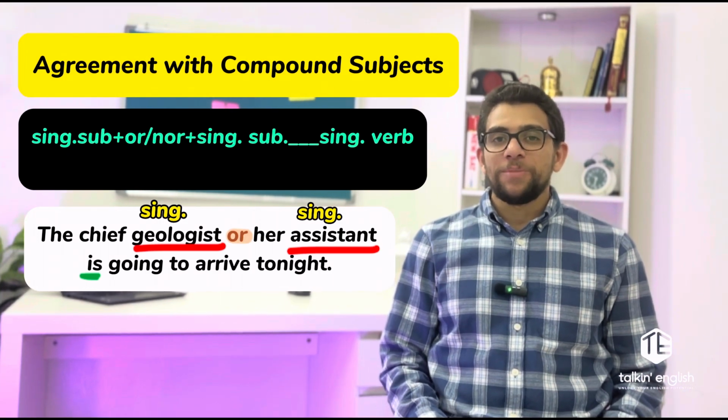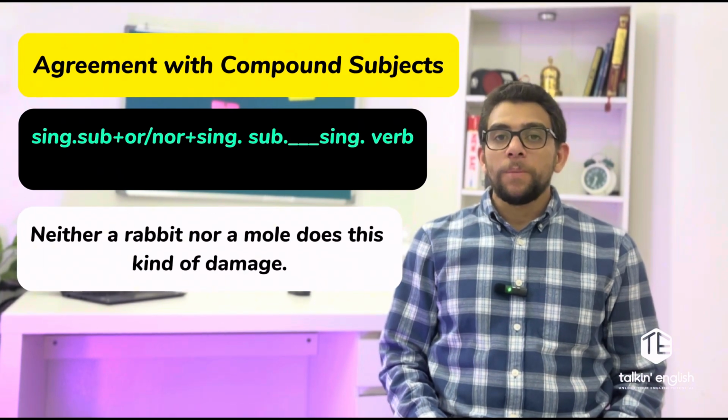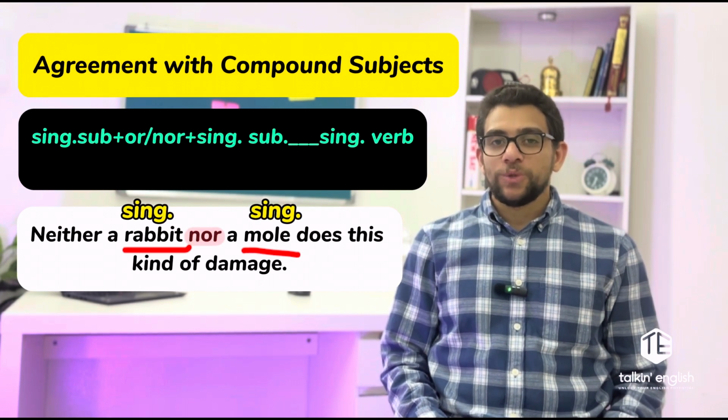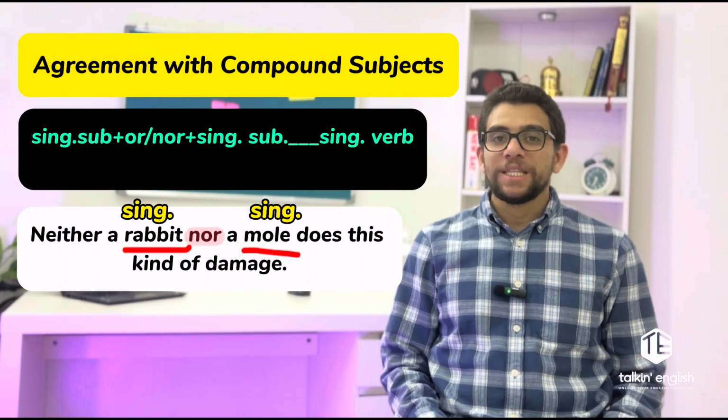Let's have another example. Neither a rabbit nor a mole does this kind of damage. As you can see here, I have a compound subject. The compound subject here is made up of the word rabbit and the word mole, and they're joined by the word nor in the middle. As you can see here, rabbit is singular and mole is singular. That's why a singular verb is used here. The singular verb which is used here is the word does.